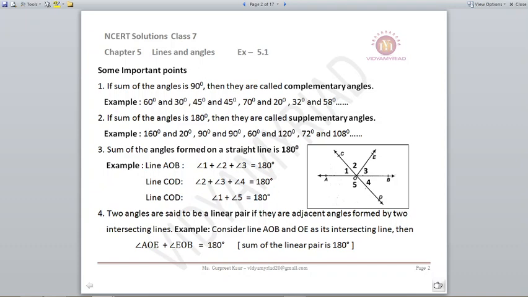Similarly, I can take another example over here. If you take AOB as a line and take OC as the intersecting line, ignore OE, think that OE is not there. You have only OC intersecting AOB. In that case, what will be the linear pair? Angle AOC plus angle COB. They are the linear pair and their sum will be equal to 180 degrees.